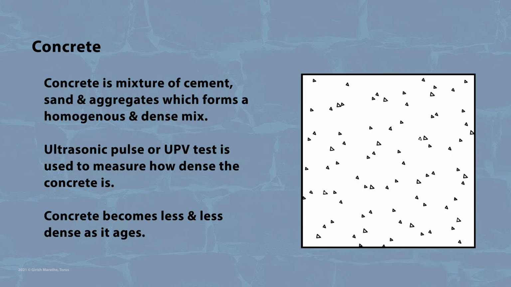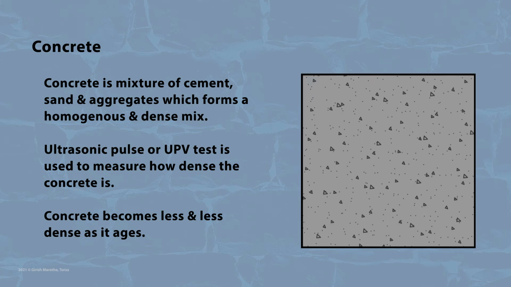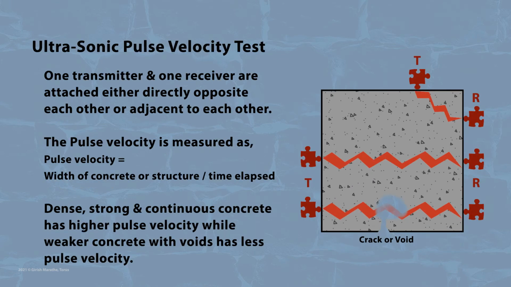Concrete is a mixture of cement, sand and aggregates which form a homogeneous and dense mix. Ultrasonic pulse velocity or UPV test is used to measure how dense the concrete is. Concrete becomes less and less dense as it ages. UPV test is used to measure this parameter.